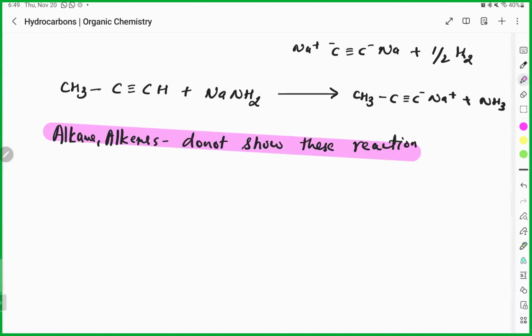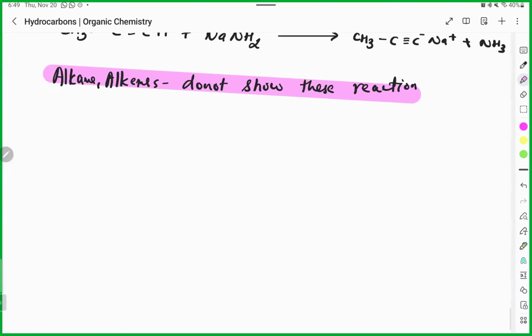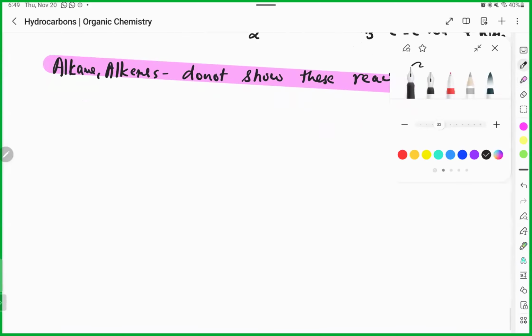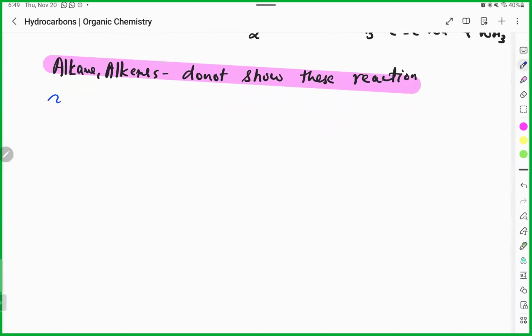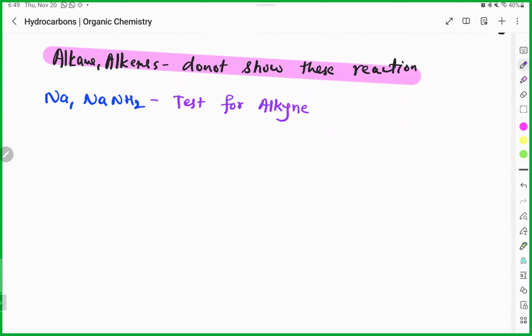Yes, this is true. Remember, if you take sodium or sodamide, this is a test for alkynes because only alkynes give this reaction, but this test is not given by the alkane or alkene, as simple as that. And that's why you get this question.